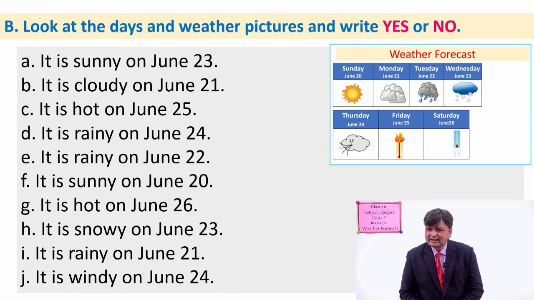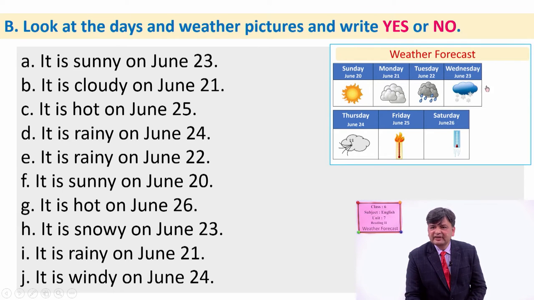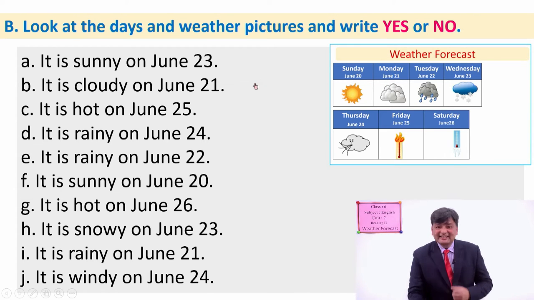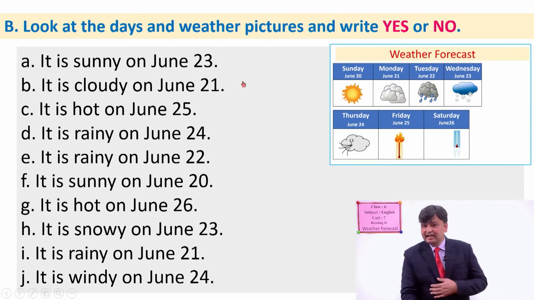Can anyone tell us? It is sunny on June 23. Is it sunny? No, it's not sunny. So it's snowy. Very good. So it's snow for you. Okay, very good. Good answer. It is cloudy on June 21. It's cloudy. Is it cloudy? Yes. Okay. So your answer is yes.